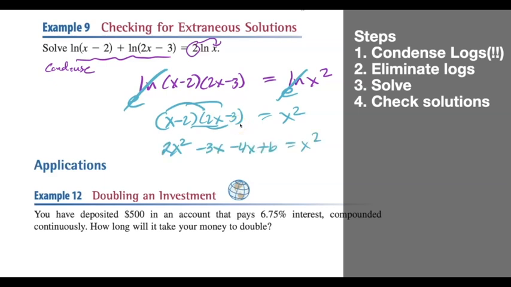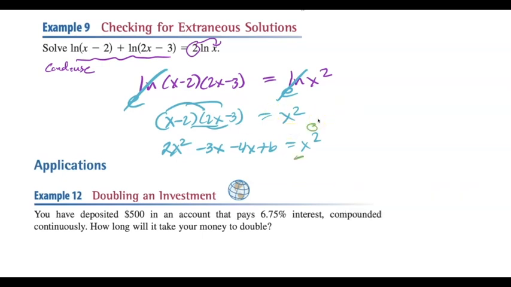Now, we want to set it equal to 0. Anytime you solve a quadratic, you want one side to be 0. Let's subtract the x squared from both sides. And I get x squared minus 7x, those two we put together, plus 6 equals 0. This I could factor. 6, negative 7, that would be negative 1 and negative 6.